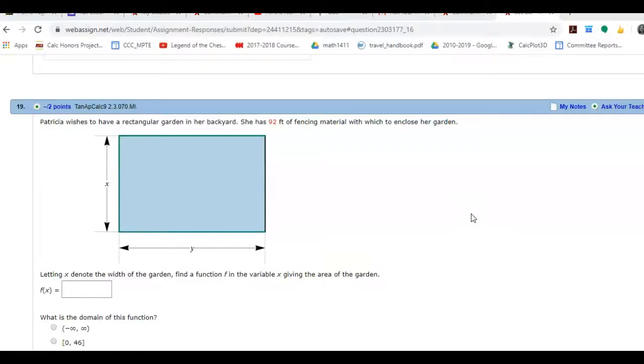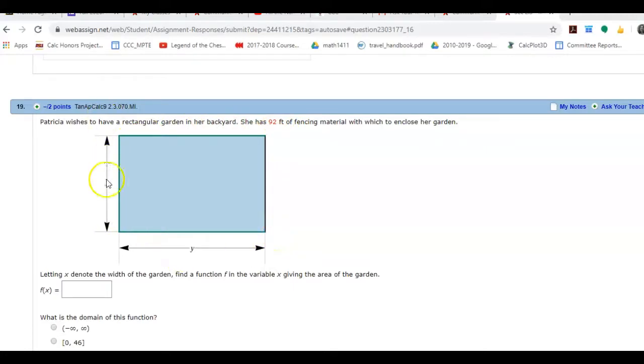In section 2.3, we're going to take a look at question 19. Patricia wishes to have a rectangular garden in her backyard. She has 92 feet of fencing material with which to enclose her garden. So pay attention to the units. When it says feet, it's not area, and it's fencing, so it goes around the edge, so it's the perimeter.